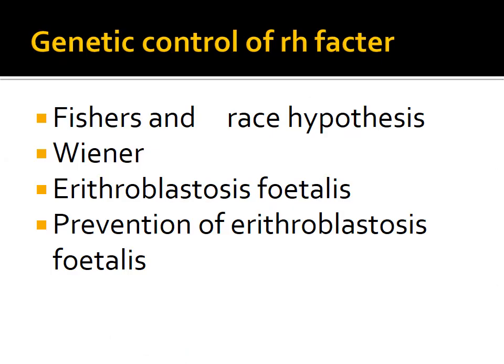Genetic control of RH factor, Fisher and Race's hypothesis, Wiener, erythroblastosis fetalis, prevention of erythroblastosis fetalis. So in Fisher and Race's hypothesis, the RH factor involves three different types of alleles located on three different closely linked loci on the chromosome pair. This system is more commonly used today, using the CDE nomenclature.